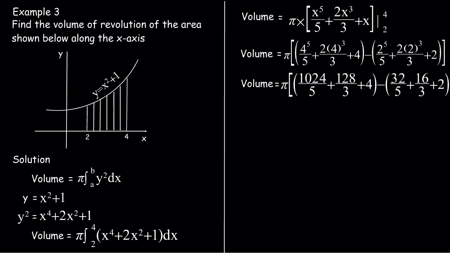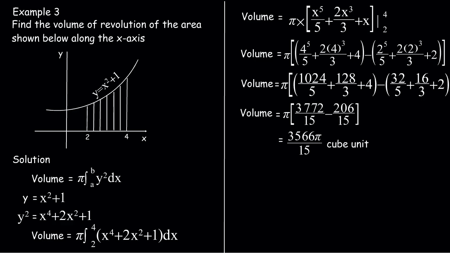Simplifying both brackets by solving our fractions, we will be left with volume is equal to pi in bracket 3772 divided by 15 minus 206 divided by 15, and subtracting, we are left with 3566 pi divided by 15 cube units.